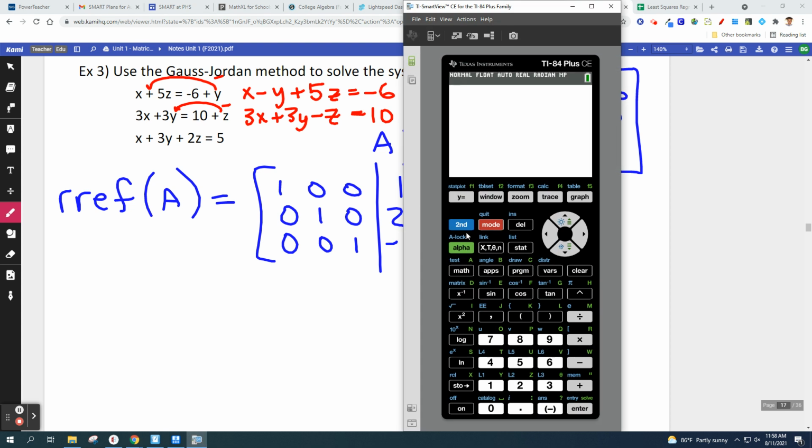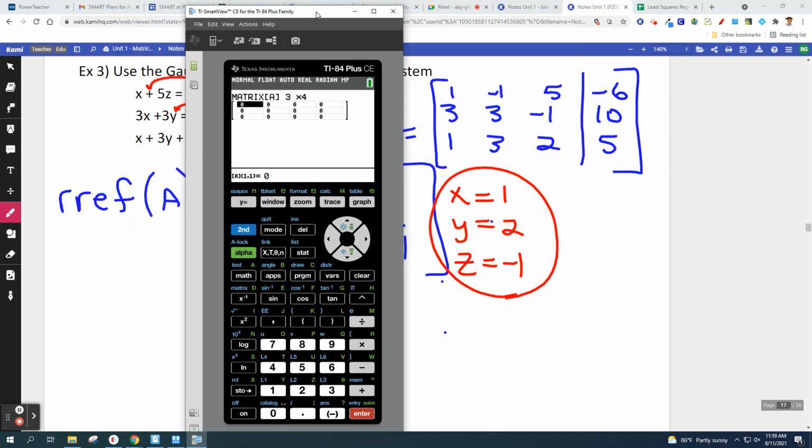Here we go. So you need to go into the matrix menu and give it the size. So we go over to edit, and I'm going to edit this A and tell it it's a 3 by 4. So I enter in those same numbers, which were 1 and negative 1, 5, negative 6, 3, 3, negative 1, 10, 1, 3, 2, 5.